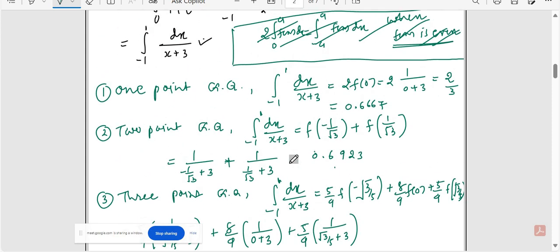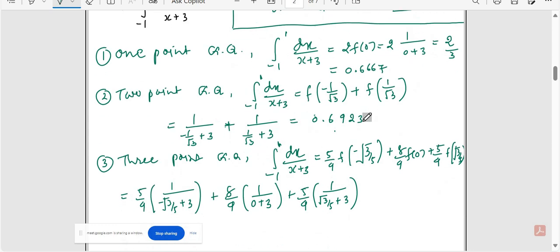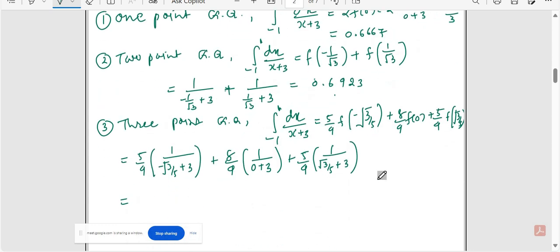Because if you observe the first two values, it is 0.6667, 0.69. So 0.6 will be there. It is not far away from 0.6. 0.6 is already there. After the second, third, fourth digit, you can change. So your answer must be in the form of 0.6.